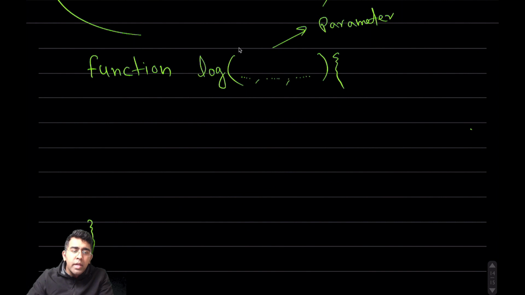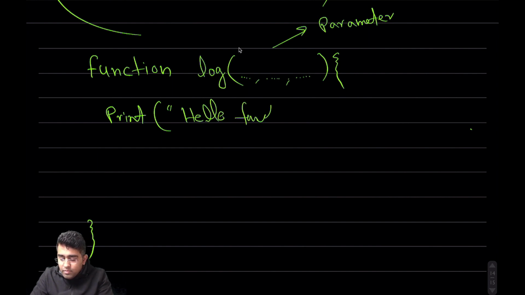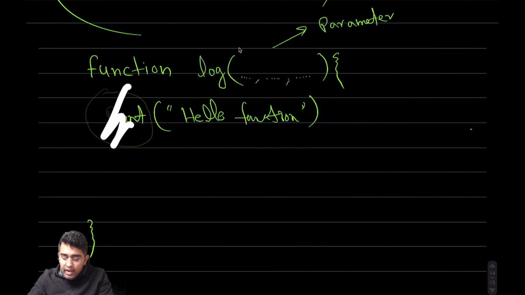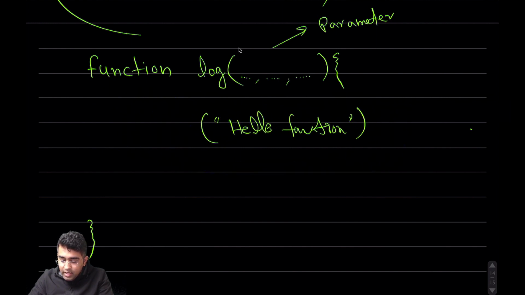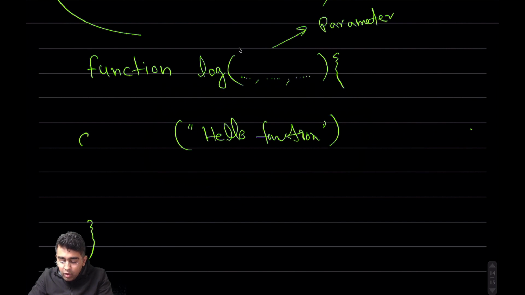Now, what can we do with the function? For example, if I want to write something to the console, I will say, okay, please print this message, hello, function, to the console. Now, as we know, the print function cannot be used to write to the console. So we want to modify this line of code. Let's move this a bit here and then over here. And then we say console.log, and there you go.